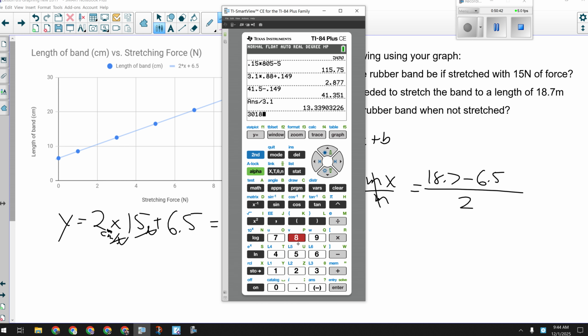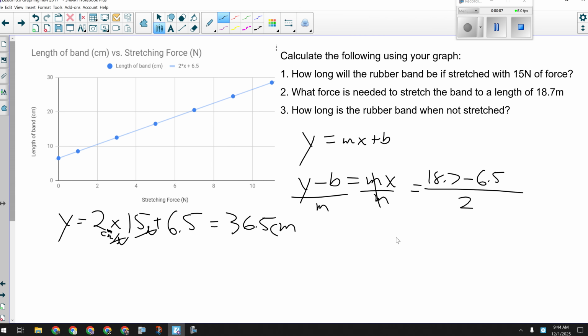Okay, so 18.7 minus 6.5. Okay, whoa, that's not right. 18.7 minus 6.5. Now divide that by 2, 6.1. Okay, so I'll need 6.1 newtons worth of force for that temperature. Yeah. Okay, questions on how that worked?